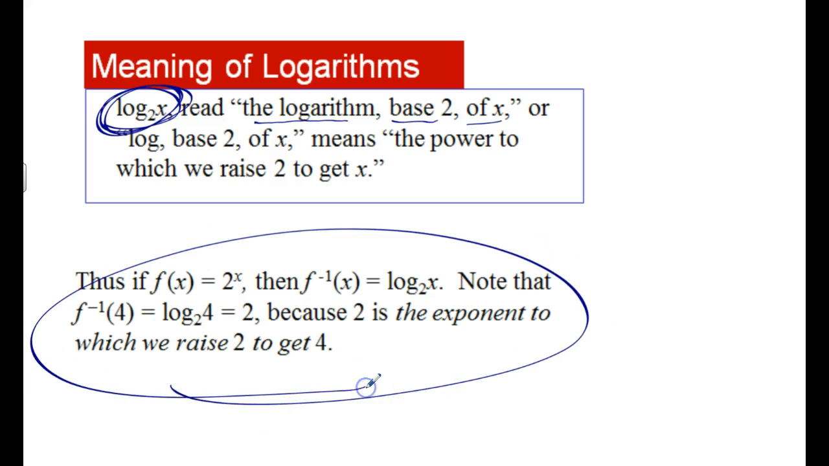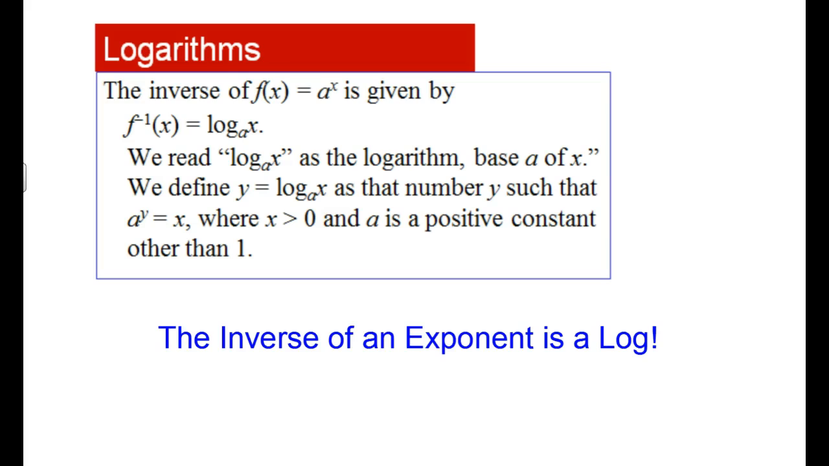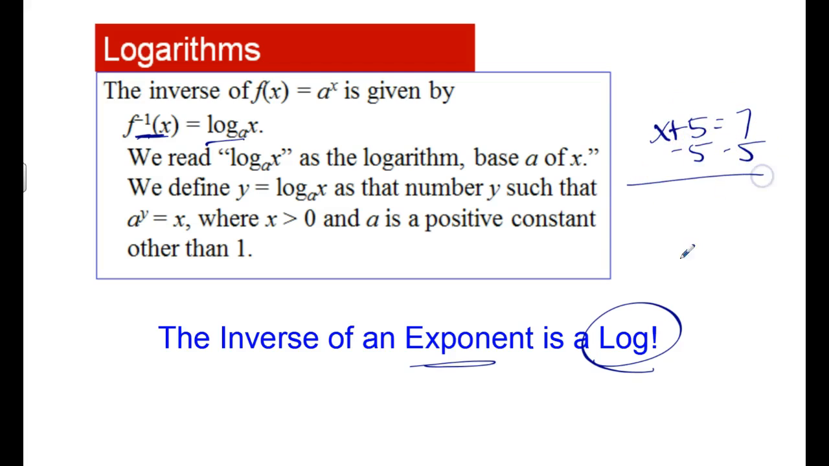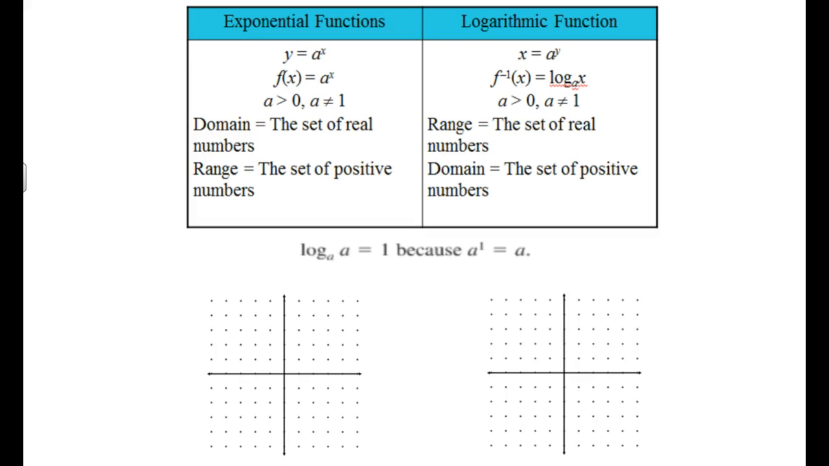This is some nice inverse conversation, but I'll talk more about that in a moment. The main thing you need to know from this slide is that the inverse of an exponent is a log, and the inverse of a log is an exponent. So to undo addition, we subtract. To undo multiplication, if you have to solve for x here, we would divide. To undo an exponent, we would take the log of both sides, or to undo a logarithmic function, we'd do the exponent.